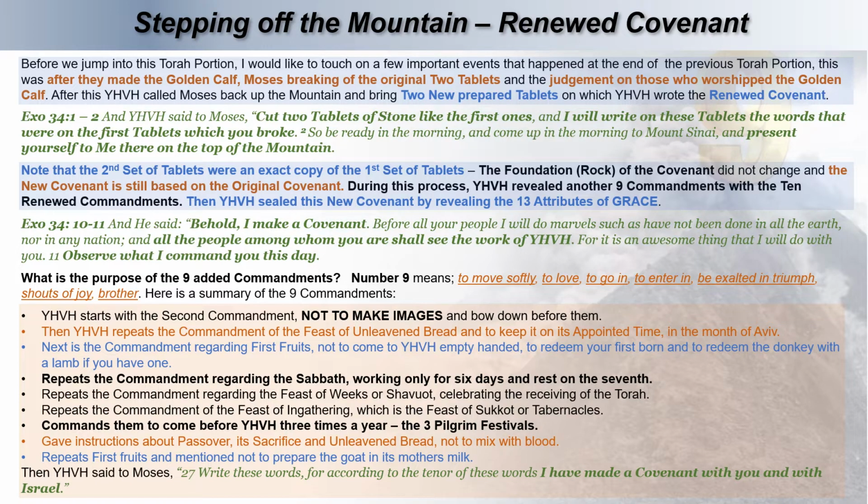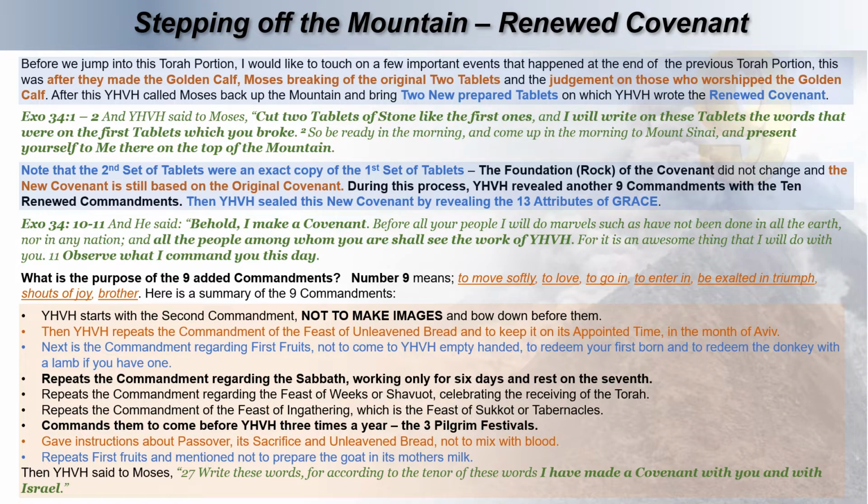So looking at the 9 commandments, now just for context, this is in context of the renewed covenant, or this is in context of what Paul is preaching to the nations. The foundation is the 10 commandments, and then these additional 9 are the most important of the other commandments that Yahweh wants to highlight. So firstly, it starts with the second commandment, not to make images and bow down before them. And then Yahweh repeats the commandment of the Feast of Unleavened Bread, and to keep it on its appointed time in the month of Aviv.